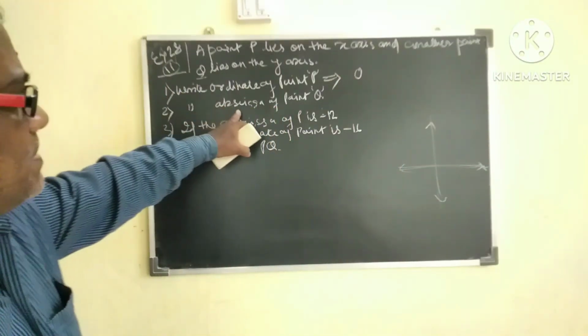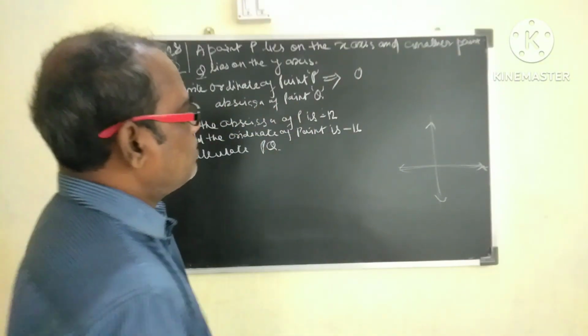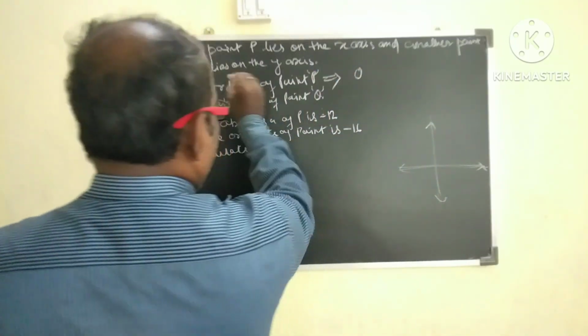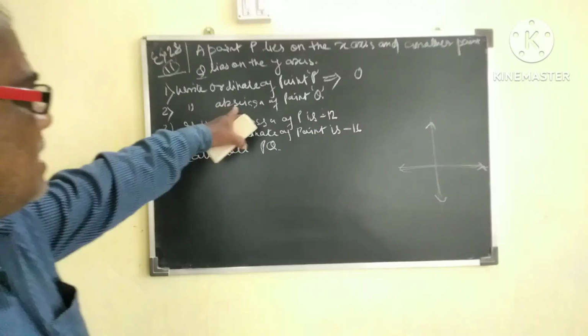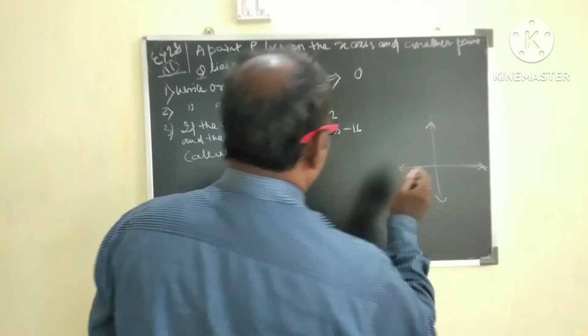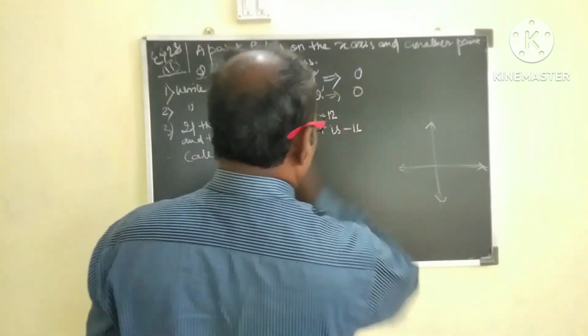Next, write the abscissa of point Q. Where does the point Q lie? The point Q lies on the y-axis. So when the point Q lies on the y-axis, then the abscissa, that means the x coordinate, will be equal to 0. So this is 0.